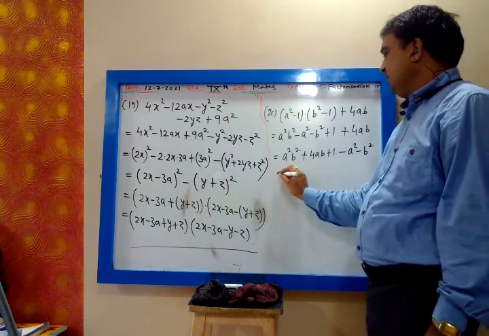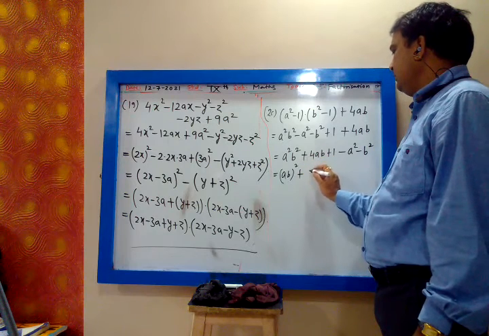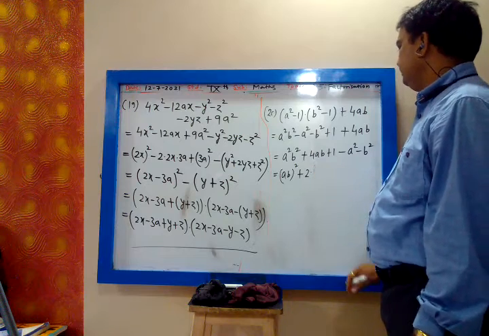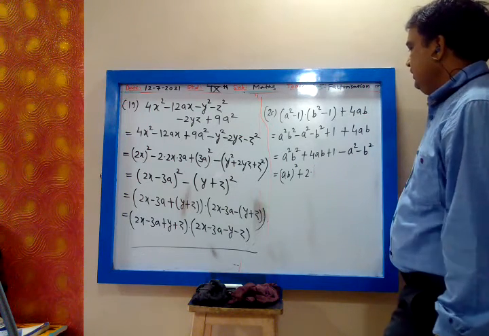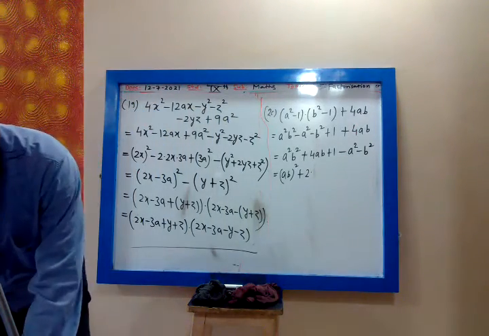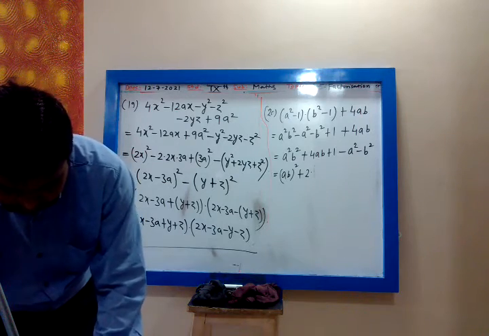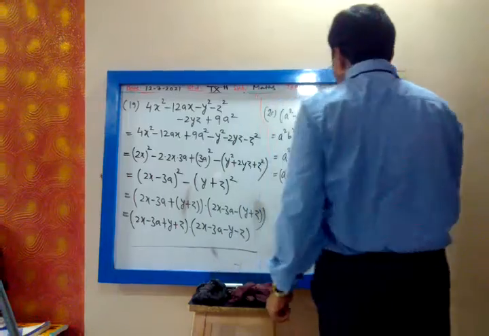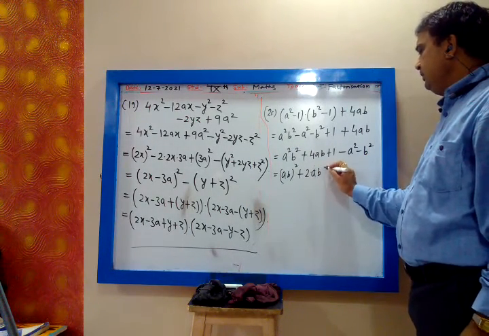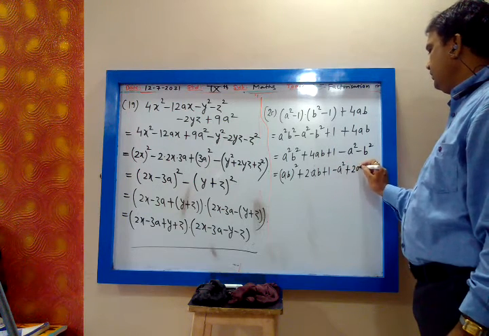Now let us see what happens. A square b square I can write as ab whole square, plus 4ab, I can write as 2ab plus 2ab. So let us write 2ab plus 1, then minus a square plus 2ab minus b square.